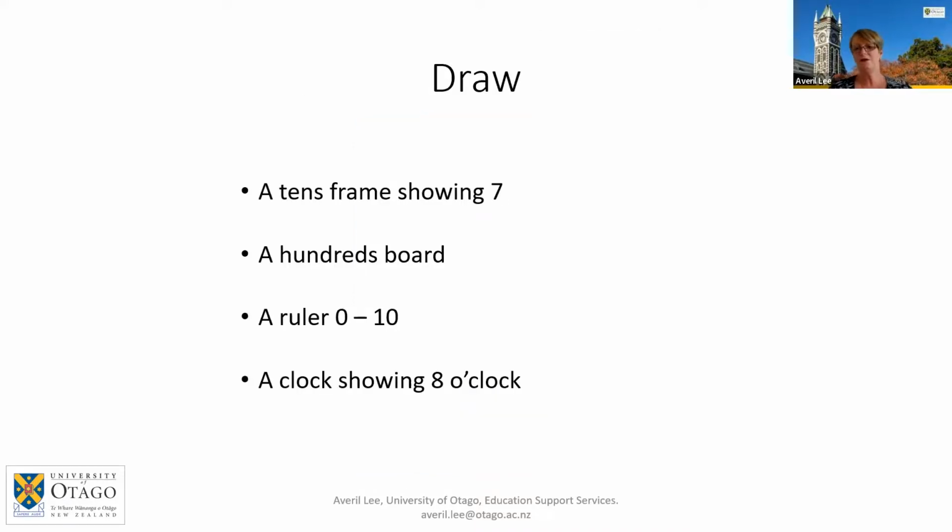So before we go any further, I asked in my wee blurb about what the workshop was about that you have a tens frame and a hundreds board and maybe a clock handy. What I'd like you to do is just turn those over so you can't see them for a minute. And on a piece of paper, can you very quickly draw for me those four things? A tens frame that shows the number 7 on it, a hundreds board, and yes, you might think that's going to take you a little while, but I'm sure you'll be really quick at that. A ruler that you could measure something using the values of 0 to 10, and a clock that shows 8 o'clock. And I'll just give you about 3 minutes work time to be able to do those four things for me.